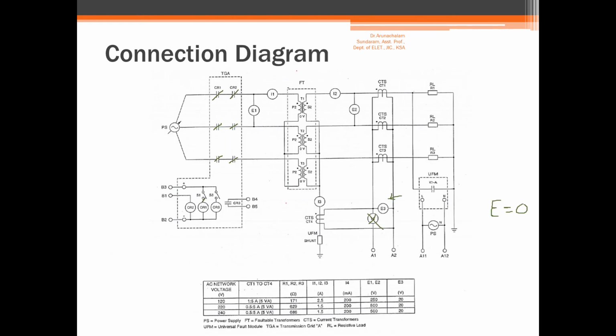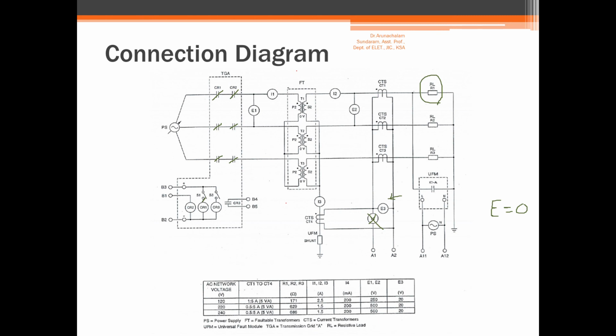Now in the third part of the experiment, what we are going to do is change the value of the resistor R1. That means we are creating an unbalanced loading. And we are going to check whether the restricted earth fault protection is stable or not stable.